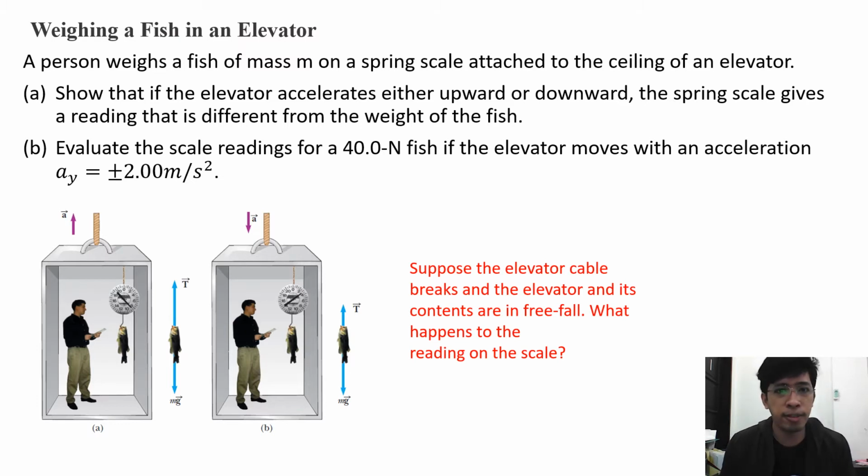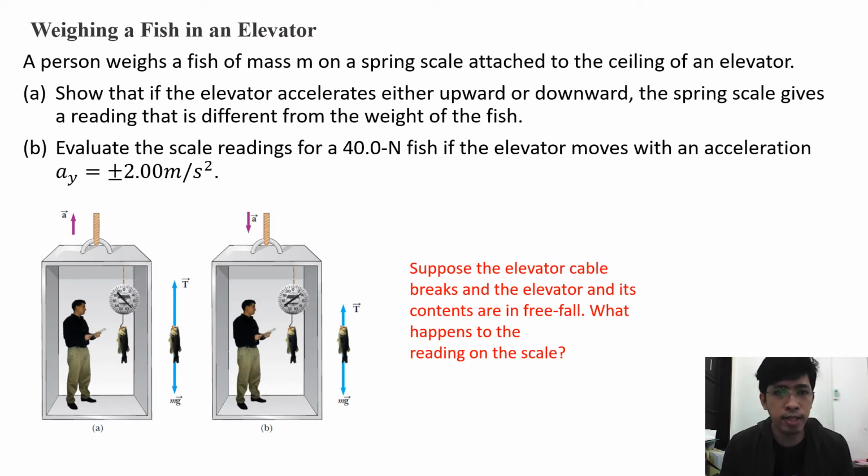A person weighs a fish of mass m on a spring scale attached to the ceiling of an elevator. A spring scale is something that you usually see in the wet market. For the first problem, show that if the elevator accelerates either upward or downward, the spring scale gives a reading that is different from the weight of the fish. In short, does the movement of the elevator change the way that your fish weighs on your spring scale? So that is your first problem.